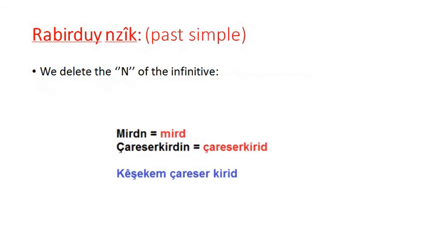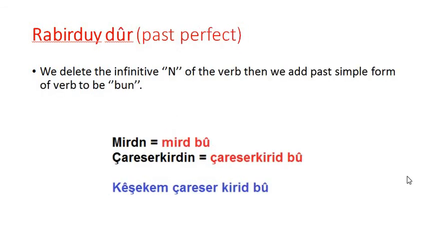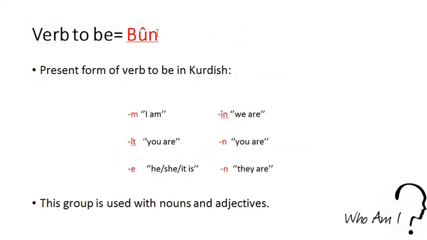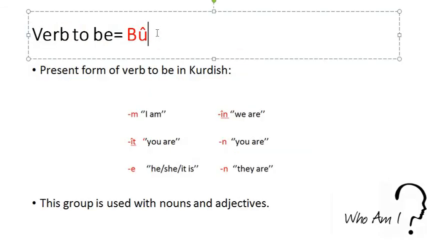This is Rabarduinizig, or past simple in English. Then we have past perfect, which is Rabarduidur in Kurdish language. Rabarduidur, or past perfect, an action that happened in remote past. They are made a little bit differently. Look, we put the end of the verb away, of the infinitive. Then we add verb boon. If I make boon past, I just put n away, it becomes boo. Boo means happened in the past, okay?